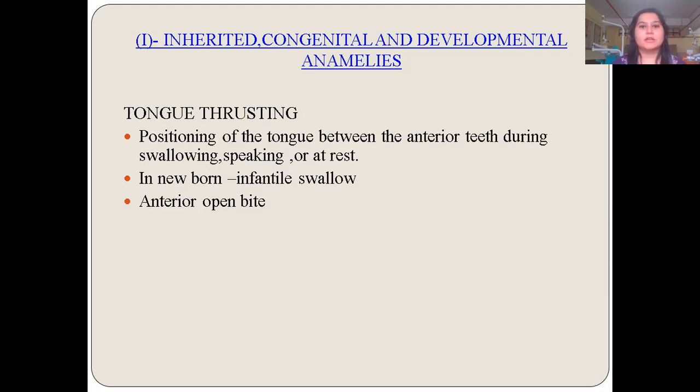Tongue thrusting is another congenital disorder in which the tongue is positioned between the teeth during swallowing, speaking, or at rest. In newborns, it is seen as infantile swallow, and these patients usually present with an anterior open bite.